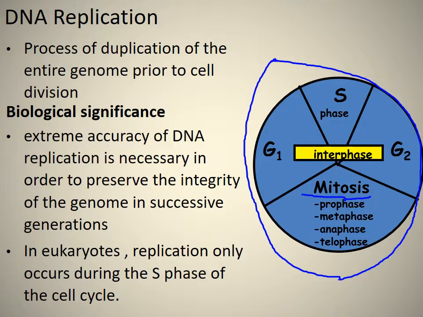All right. G1 phase is basically the growth phase, or the initial growth phase after mitosis has occurred. The S phase is very important here. The S phase is where a cell will replicate DNA prior to cell division. So in eukaryotic cells, DNA replication will occur during the S phase of the cell cycle.